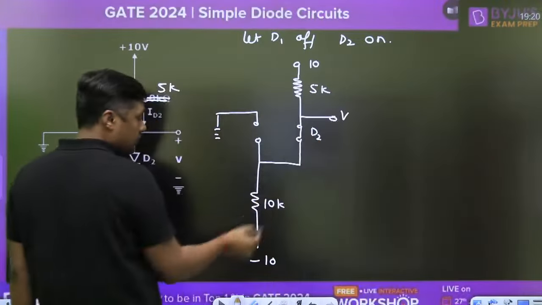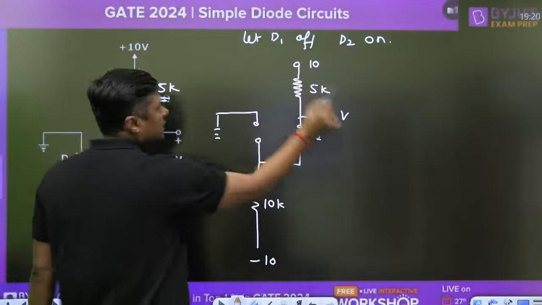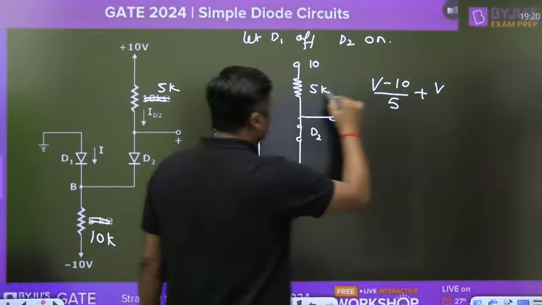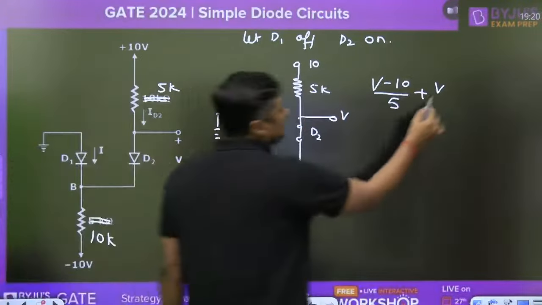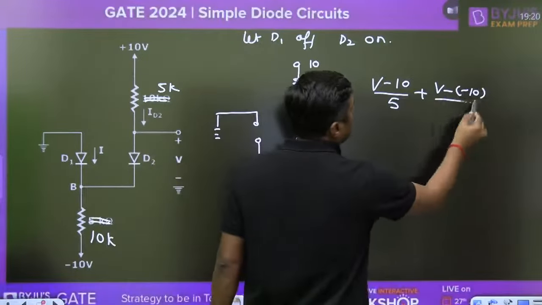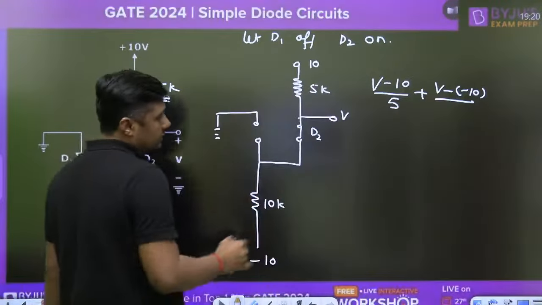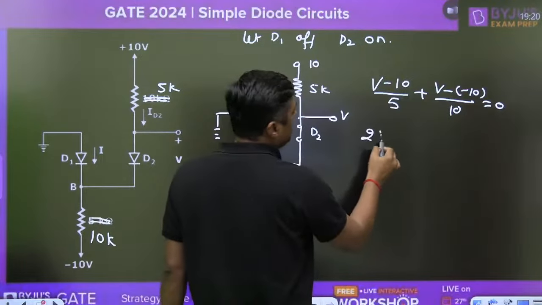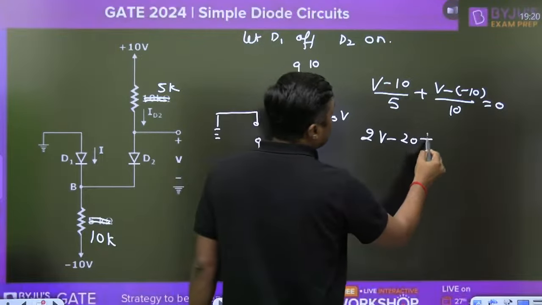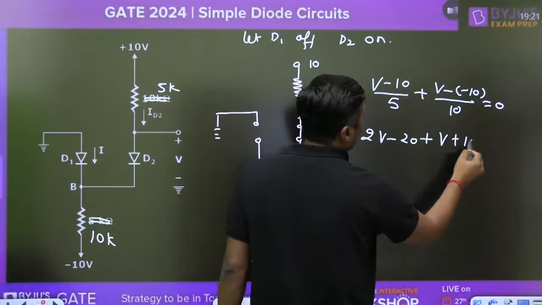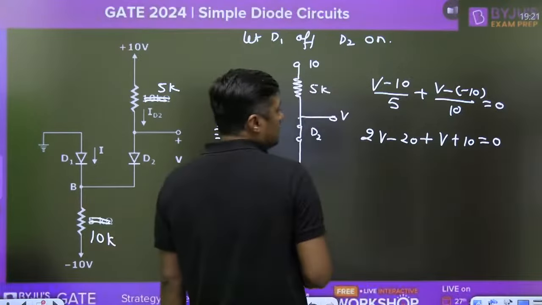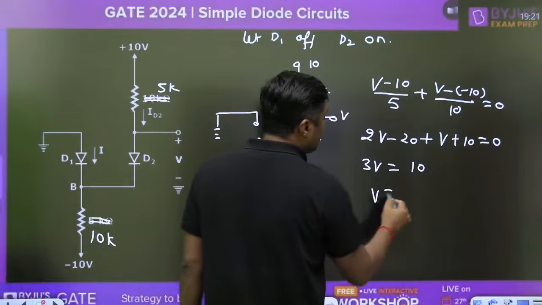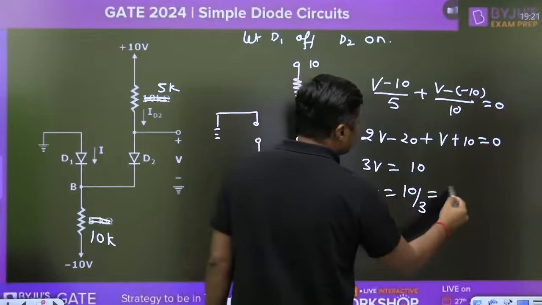You can apply KCL: (V minus 10) upon 5 plus (V minus of minus 10) upon 10 is equal to 0. You can take 10 as LCM. It will become 2V minus 20 plus V plus 10 is equal to 0. Then 3V is equal to 10. And what is V then? 10 by 3, that is 3.33.